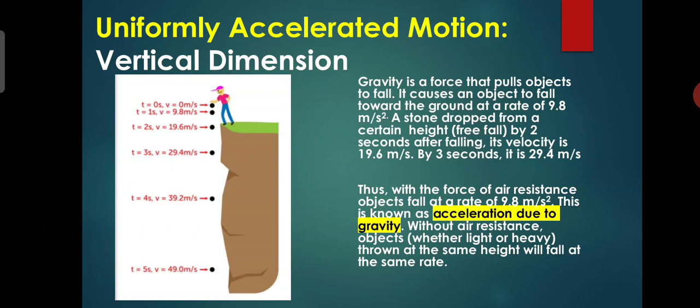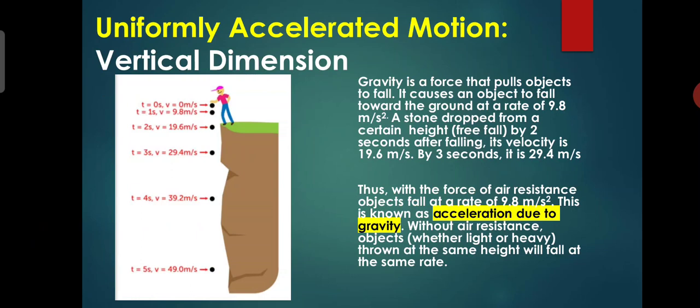Next, as I've said, UAM or uniformly accelerated motion has its vertical and horizontal. So we're done with the horizontal dimension. Now we will proceed to the vertical dimension. So gravity is a force that pulls objects to fall. It causes an object to fall toward the ground at a rate of 9.8 meter per second squared. Stone drop from a certain height, that's what we call as free fall. So free fall yung hinayaan mo lang siyang bumagsak, no? Kapag kasi may force ka na kung saan binato mo siya pababa, ay may initial velocity na yun. It's no longer free fall, no?